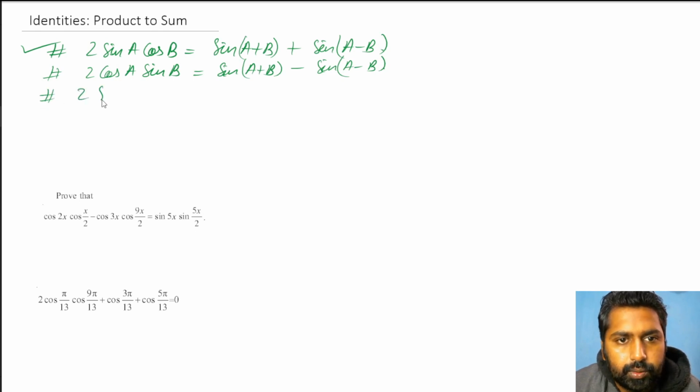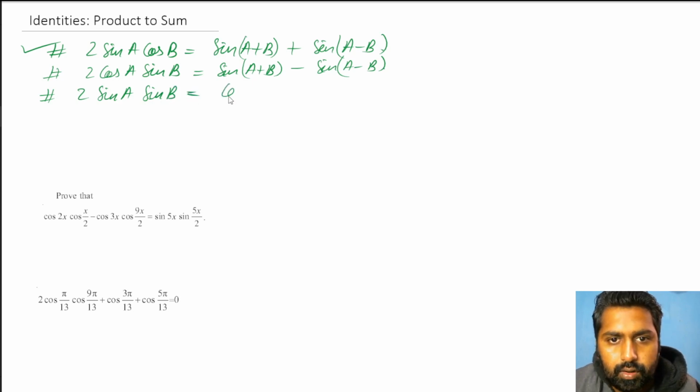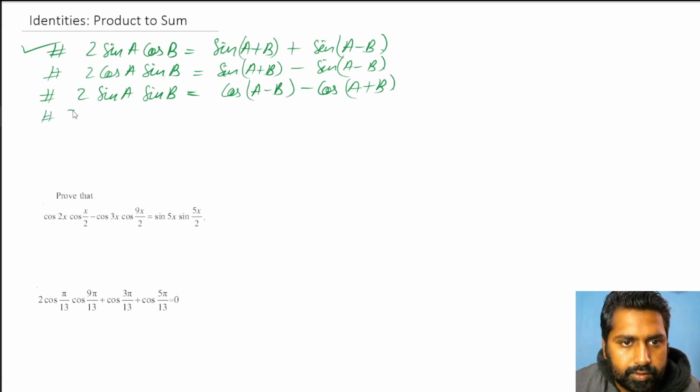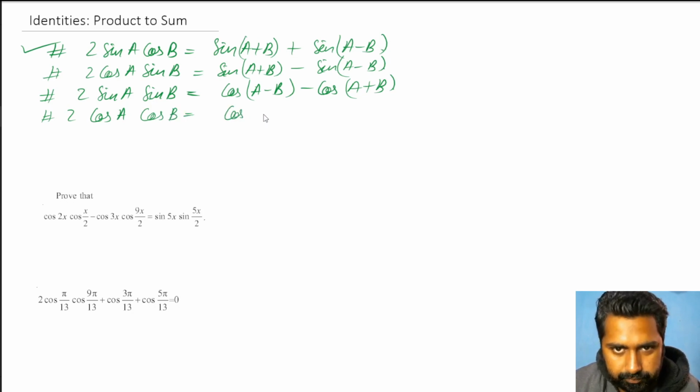Then you have 2 sine A sine B. This is cos A minus B minus cos A plus B, and 2 cos A cos B. This is cos of A minus B plus cos of A plus B.